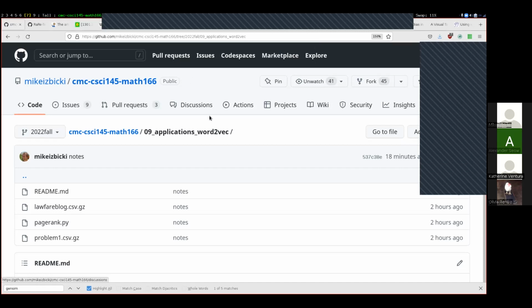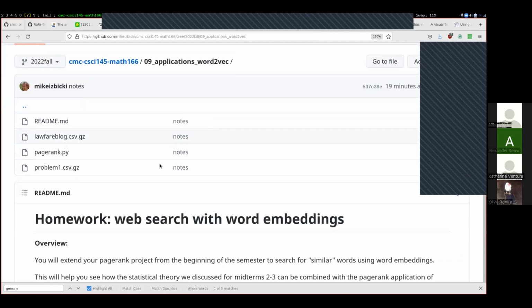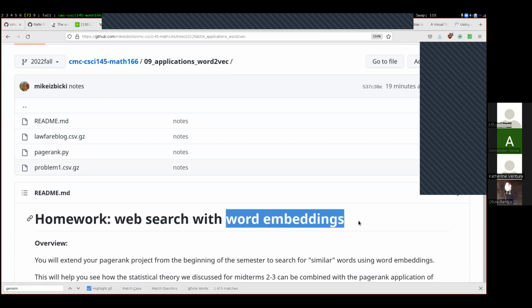Okay, so we only have 3 more class periods left. We've covered everything for this upcoming midterm exam. Today in class, we're going to talk about your last project. We're going to combine the web search PageRank project that we did a long time ago with something called word embeddings.